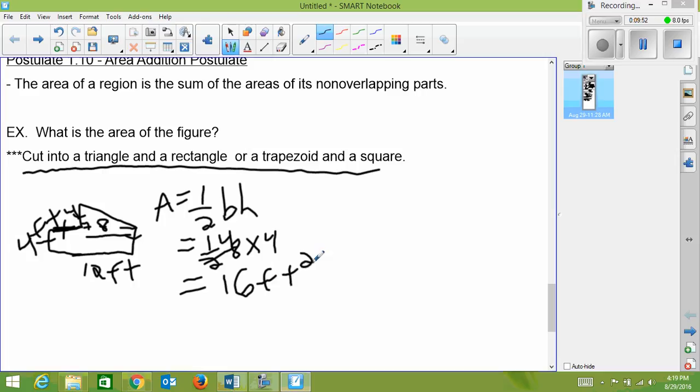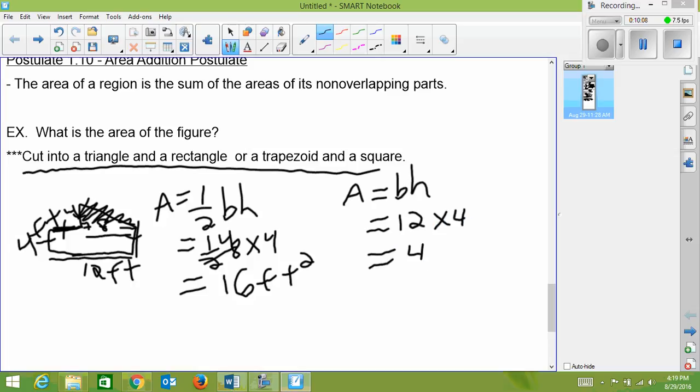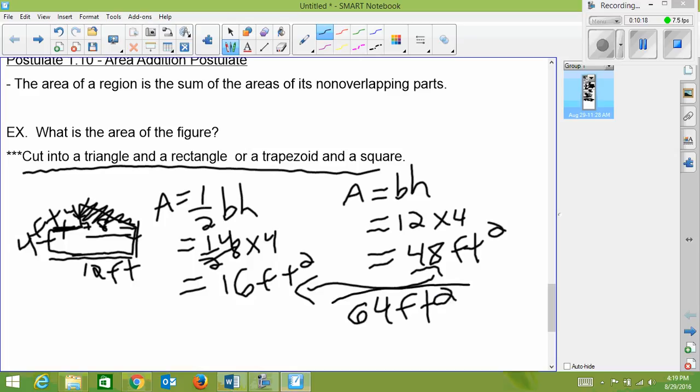The area of the rectangle, if I get rid of this because I already used that part, what's left is a 12 by 4 rectangle. And so area of a rectangle is pretty easy. Area equals base times height. So I would just go 12 times 4. So the area of that rectangle is 48 square feet. Then I'm going to add these two together and get 64 square feet for the area of the whole figure.